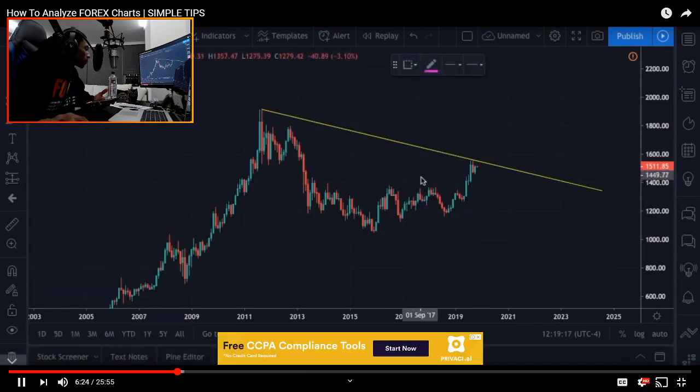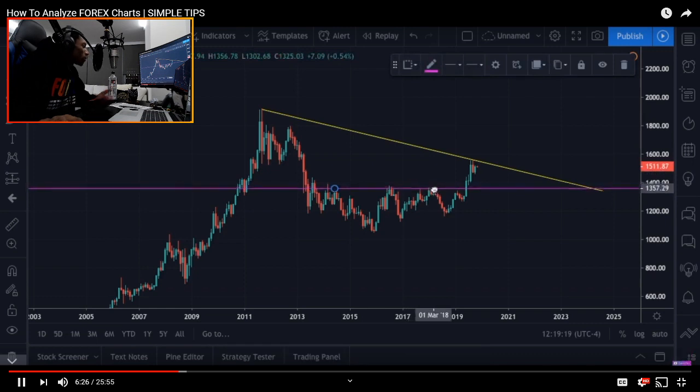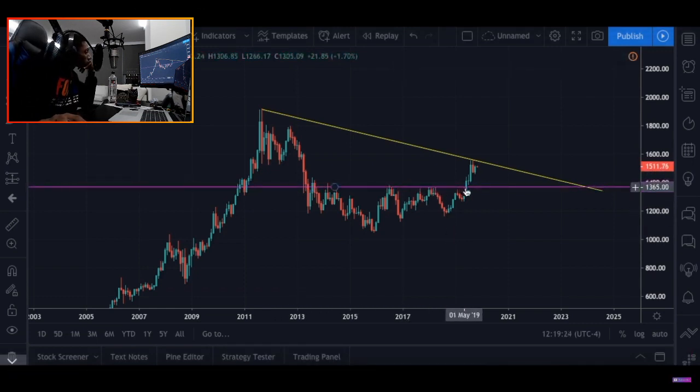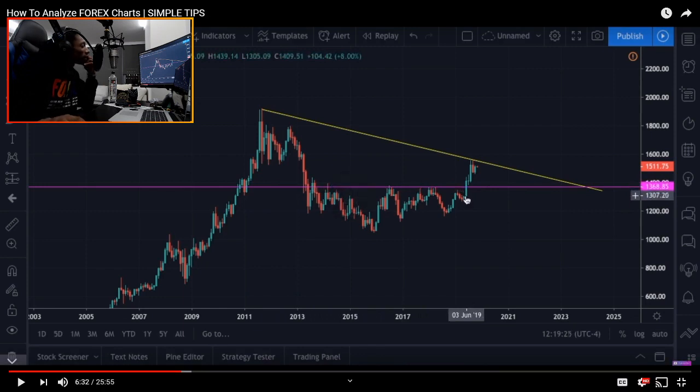I'll just use kind of a horizontal line to give you a visual. Okay. So in this area here, there was consolidation. And as you can see on this higher time frame, on that monthly.